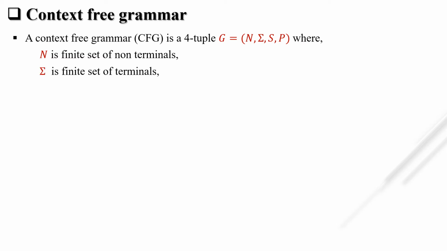Second one is the sigma symbol. It is a finite set of terminal symbols which is represented as small letters like small a, b, c, and operator symbols such as plus sign, multiplication sign, minus sign, division sign. Also punctuation symbols such as parenthesis, comma, semicolon, also digits, that is from 0 to 9.